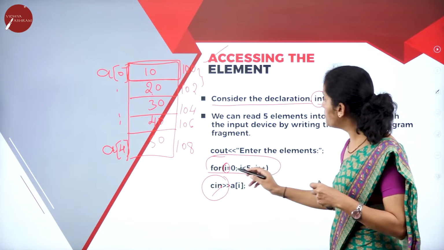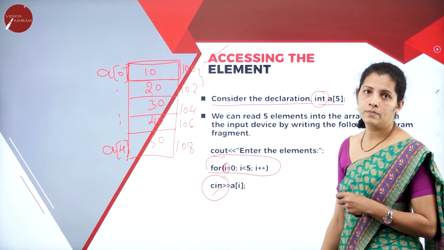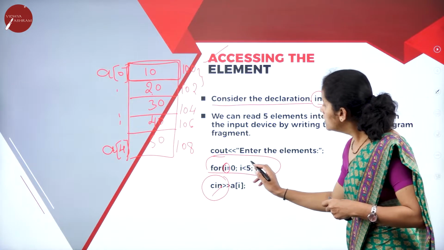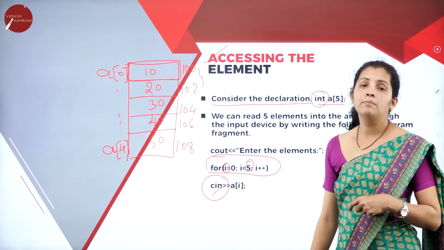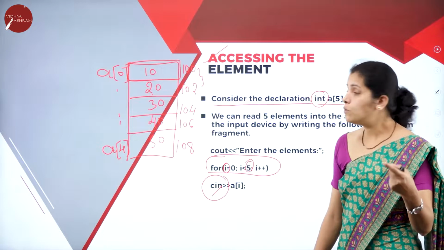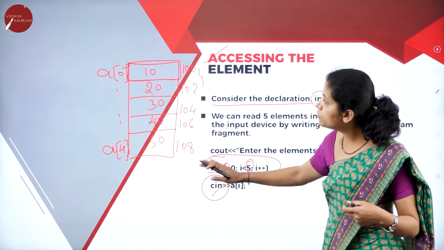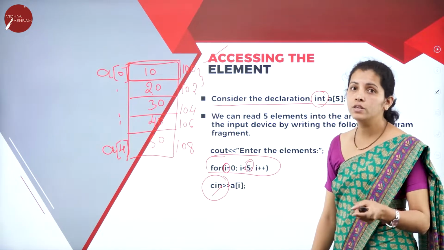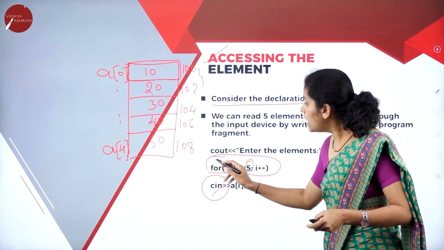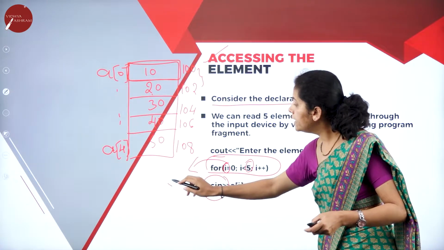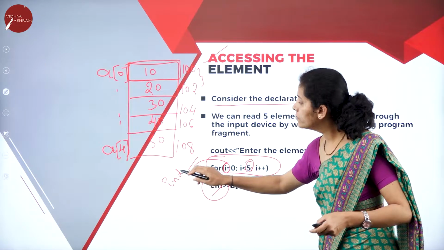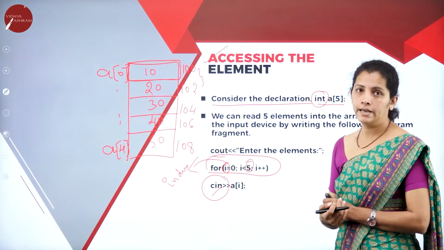That is going to represent this I. Now, here 5 is nothing but my limit. But where I want to start? I want to start from the index A of 0. So, here the I is nothing but the index.